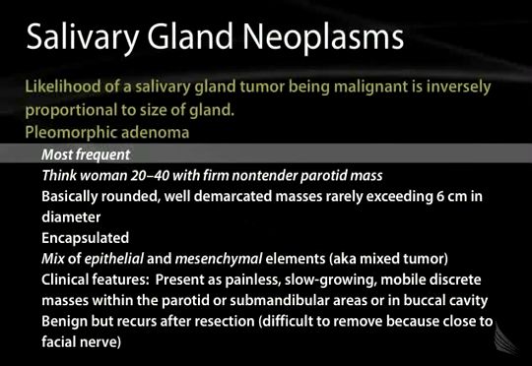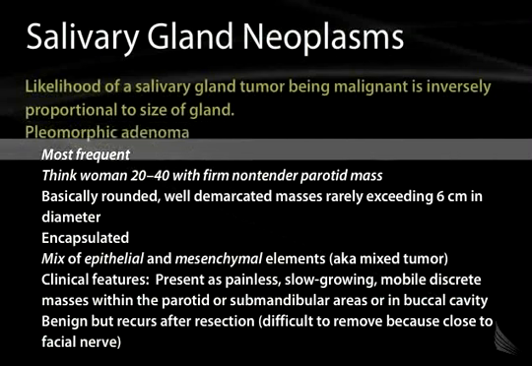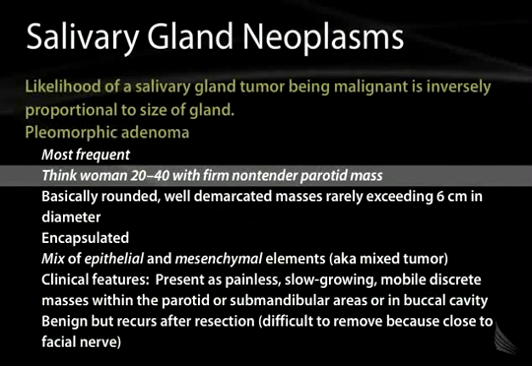One of the most frequent tumors, indeed the most frequent salivary gland neoplasm, is the pleomorphic adenoma. And here, there's a particular group that tends to be more affected by pleomorphic adenomas, and that is women in the age range of 20 to 40. So if you have a question that presents in the history as a woman between the ages of 20 to 40 with a firm, non-tender parotid mass, start thinking of a pleomorphic adenoma.